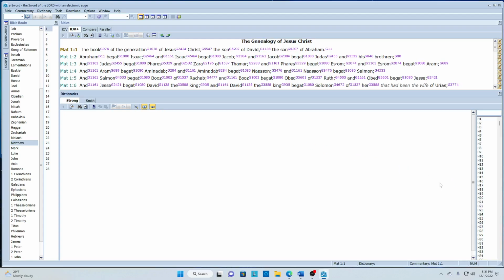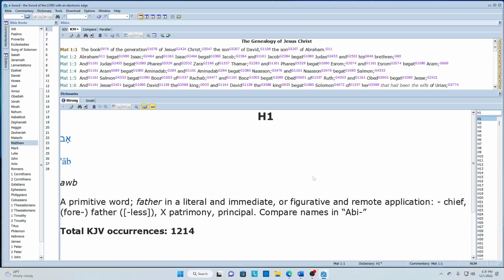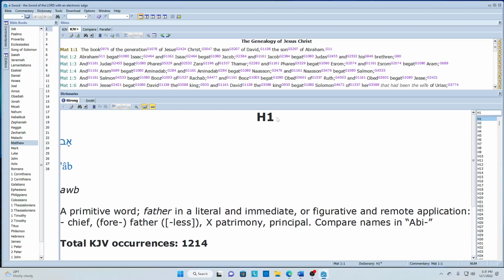And we are going to see how it starts at H1. So Hebrew word number one in the Strong's Concordance, and there it is. Let's see what Hebrew word number one is. There's H1. It says it's used 1,214 times in the Old Testament, and it just means father in the literal or immediate or figurative and remote application. So the definition of H1 is father.